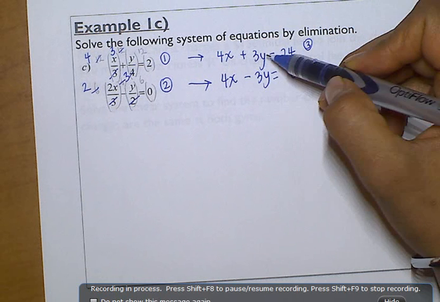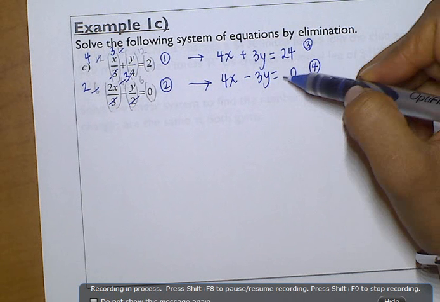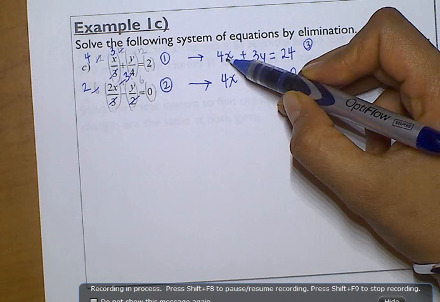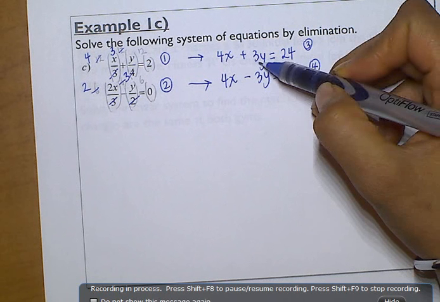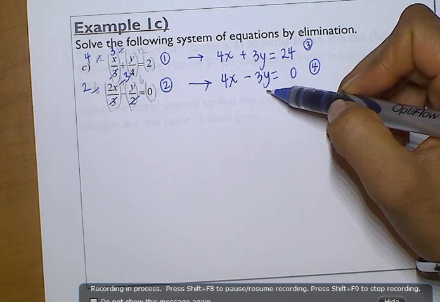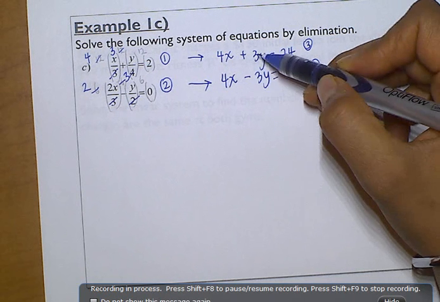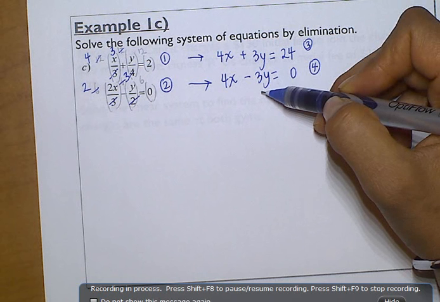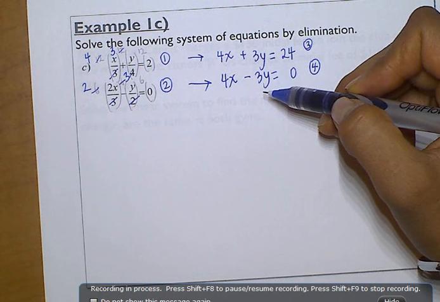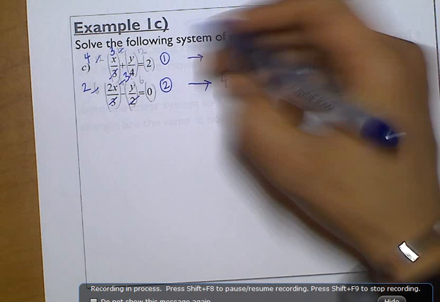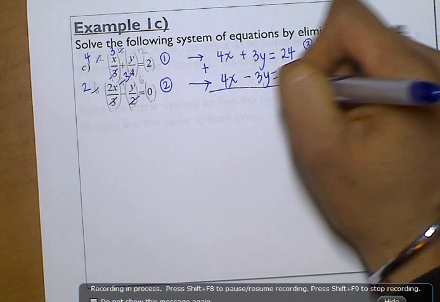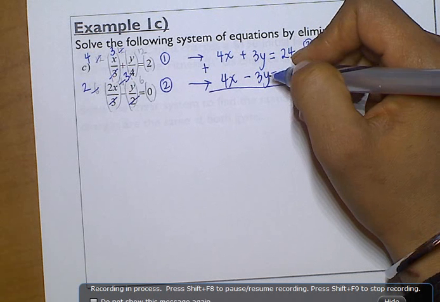4x plus 4x is 8x. 3y plus negative 3y is 0y. 24 plus 0 is 24. The y's are eliminated. You're going to then divide both sides by 8. X is equal to 3.